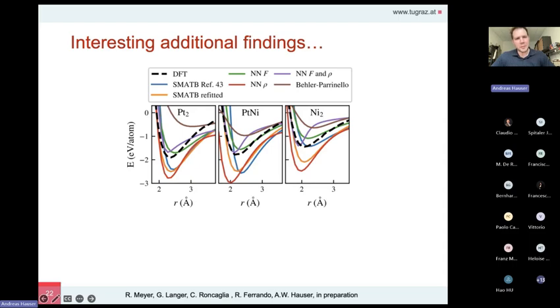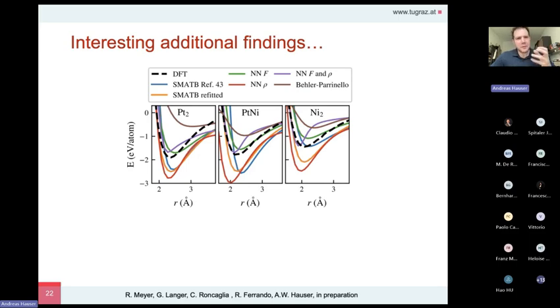Now the physics-informed models are already giving correct behavior. After refitting, just refitting it to the DFT data, we get the correct trend. This is the orange lines here. You see platinum-2 has the deepest well, and then it goes higher till it is nickel-2. So this is already captured by the fitting of the SMA-TB model. And then with NN improvement of the embedding function or the density, you get a bit closer to the physics.